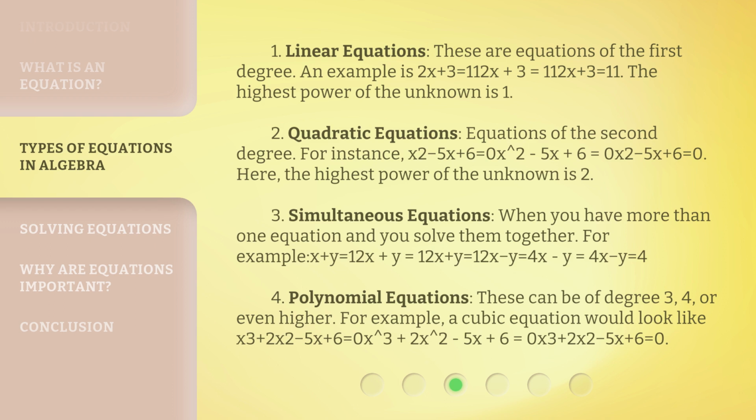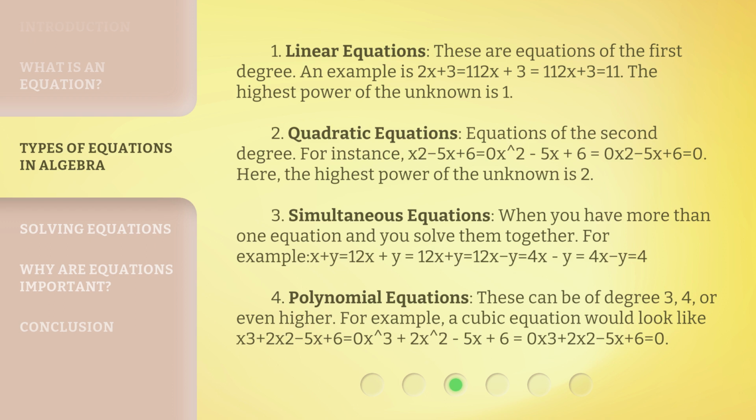2. Quadratic equations. Equations of the second degree. For instance, x^2 - 5x + 6 = 0. Here, the highest power of the unknown is 2.